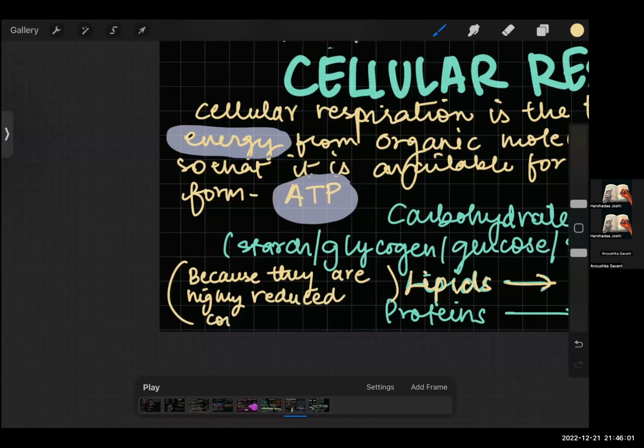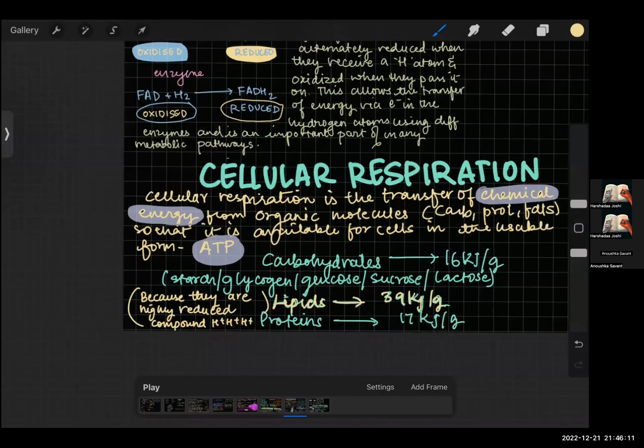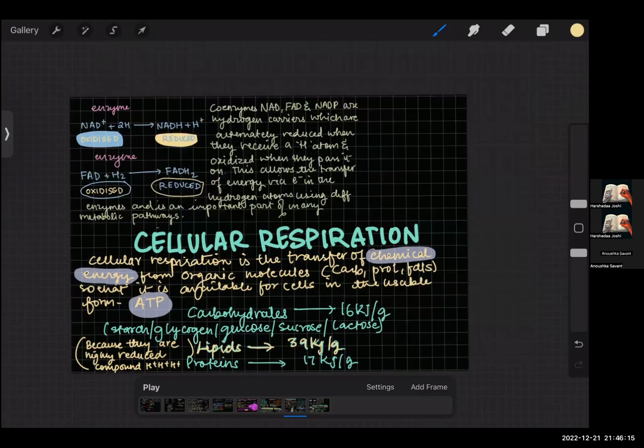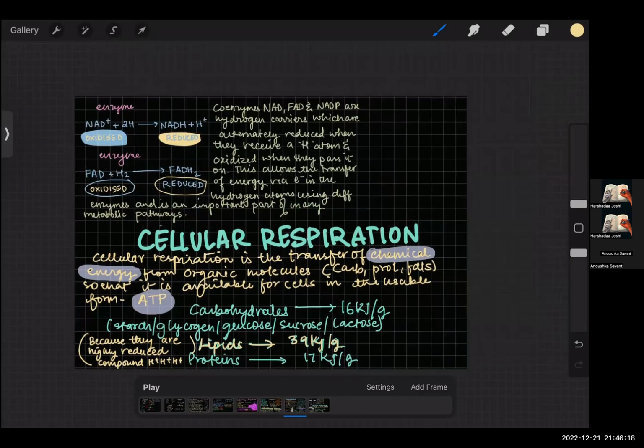Okay, so this is already reduced, meaning they already have a lot of H plus attached, which means now they just have to be brought to your ADP, and as soon as they come next to your ADP, they will start converting ADP into ATP. Right? That makes sense?